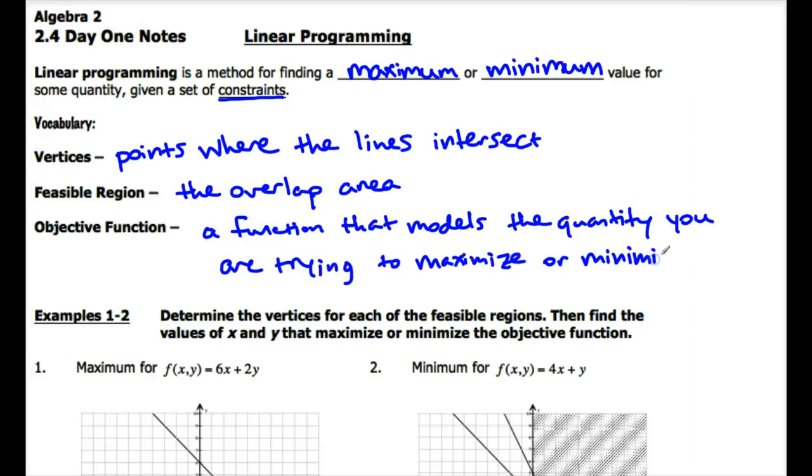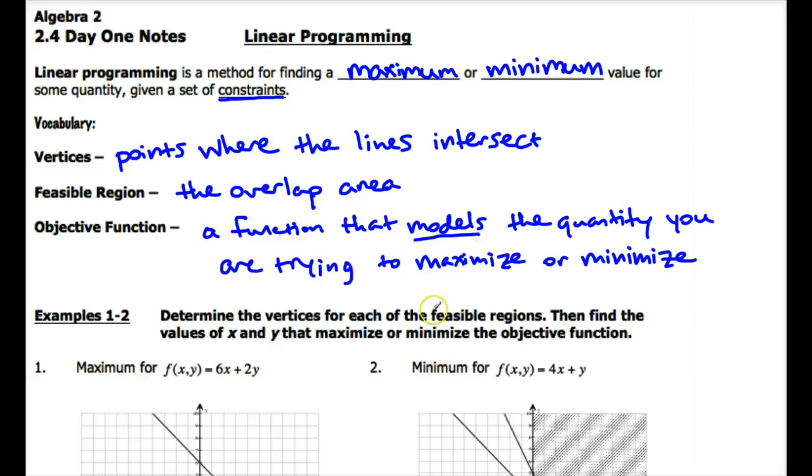Remember what that term modeling means? We did some linear modeling in the last unit. Linear modeling, or modeling in general, is just a way of coming up with some sort of equation that represents what's going on in a real world situation. That's what that term models means.